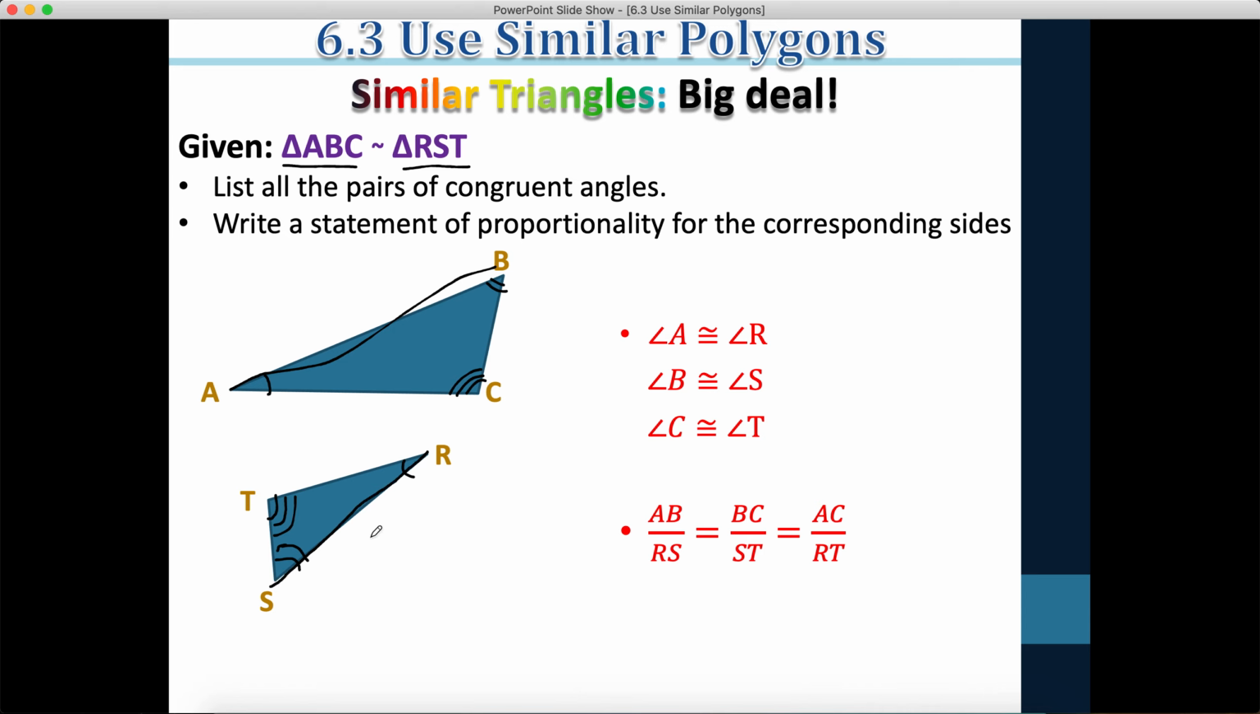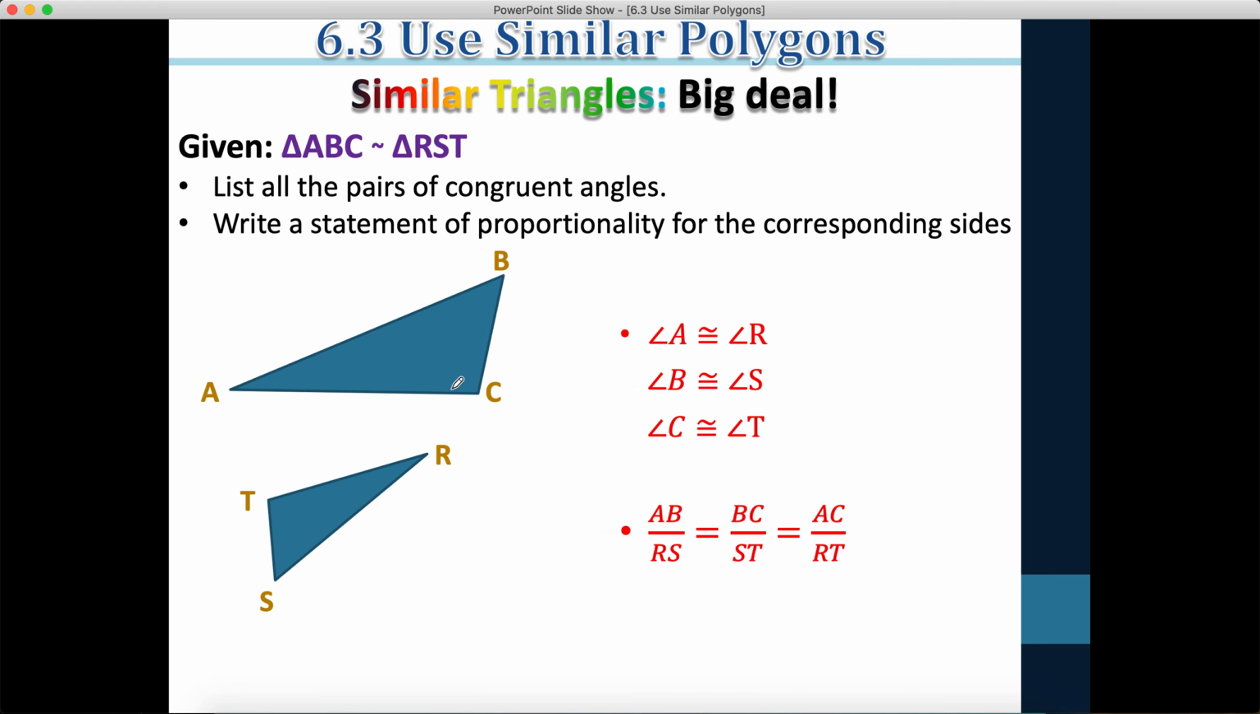So the ratio of AB to RS is the same ratio as any other two sides that correspond, provided that I'm starting with triangle ABC in the numerator, because I'm essentially looking at the ratio of big triangle to small triangle. So being consistent with this is important. I also could have looked at different permutations of this.